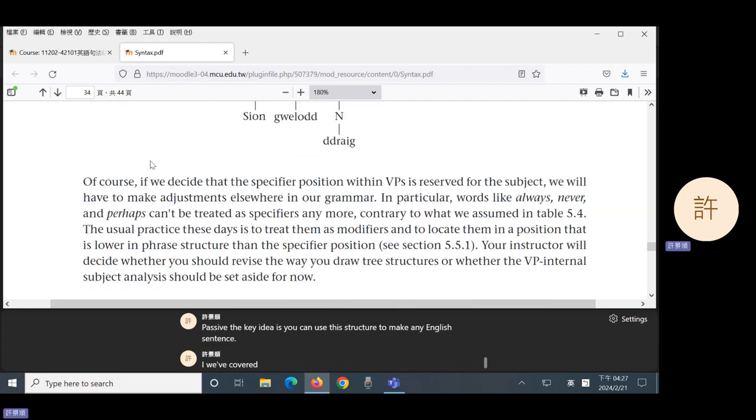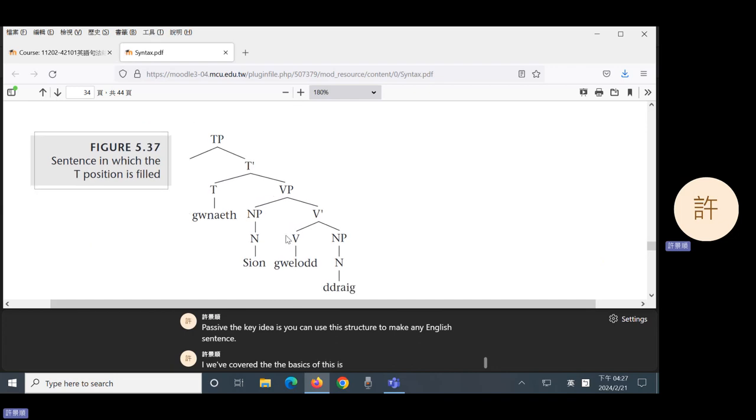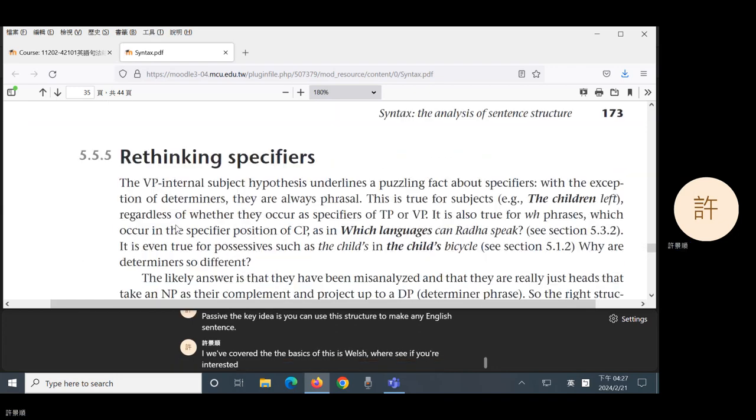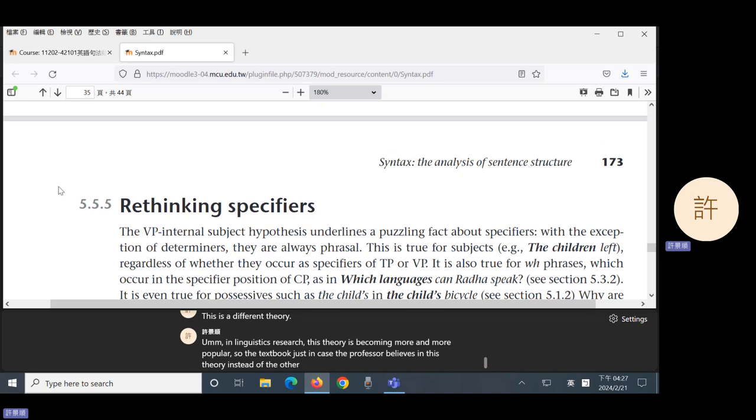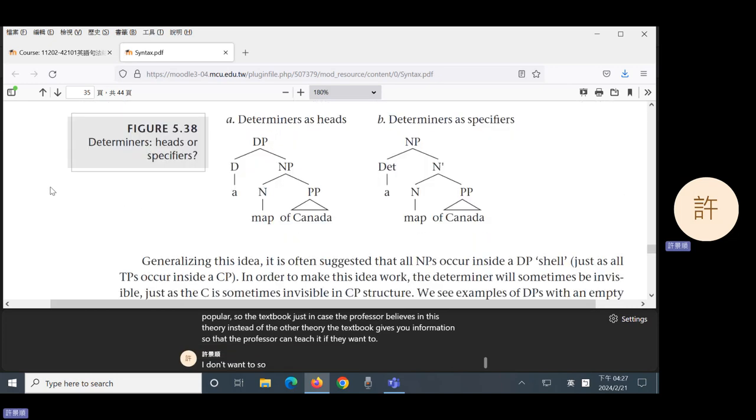We've covered the basics. Oh, this is Welsh. Where is Siri? If you're interested. And then 555, if you want to, you can skip this part. This is a different theory. In linguistics research, this theory is becoming more and more popular. So the textbook, just in case the professor believes in this theory instead of the other theory, gives you information so that the professor can teach it if they want to. I don't want to. So you can skip this.